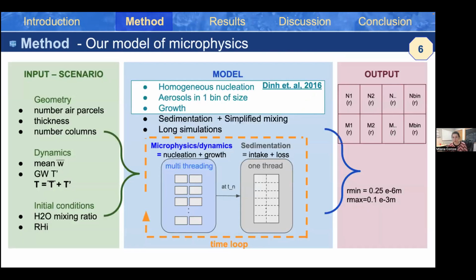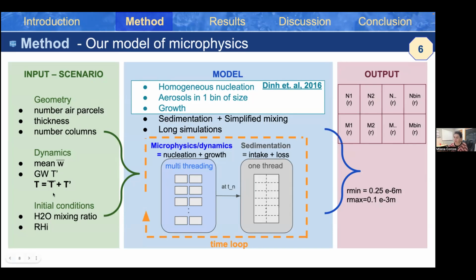So now that we understand better our observations of gravity waves thanks to these balloons, we can talk about the model of microphysics that is using them. So our model is configurable. As you can see on the left in green, we can change its geometry by setting the number of air parcels, their thickness, and their distribution among columns.